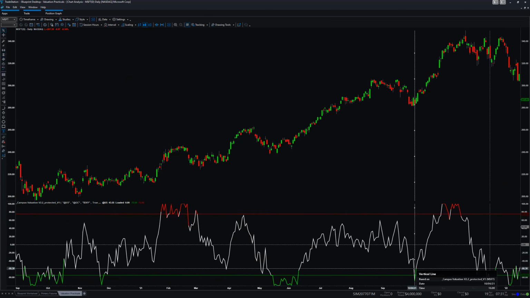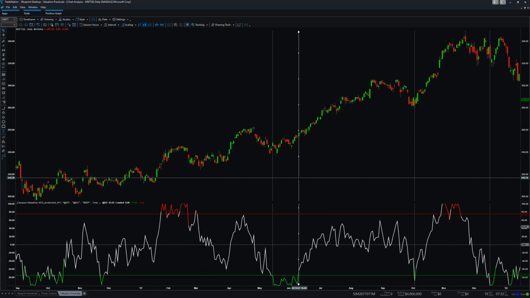But let's look at the trend. If we're uptrending, undervalued, oof, undervalued, and look at how long we stay undervalued for. Oof.